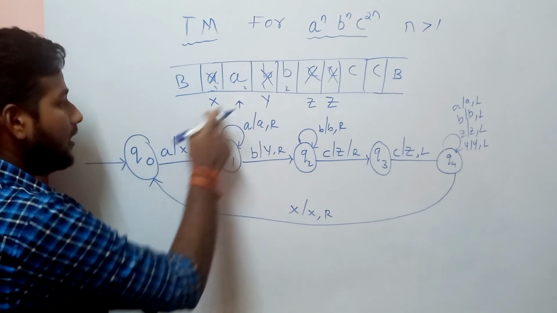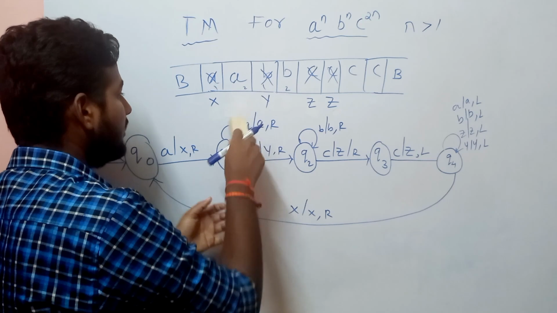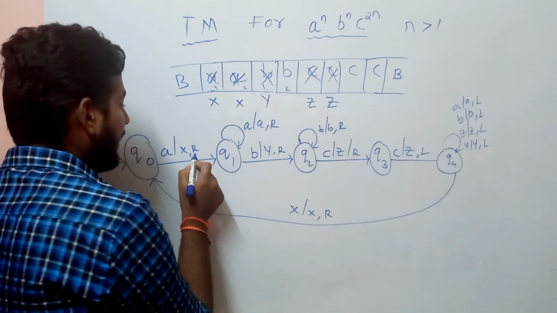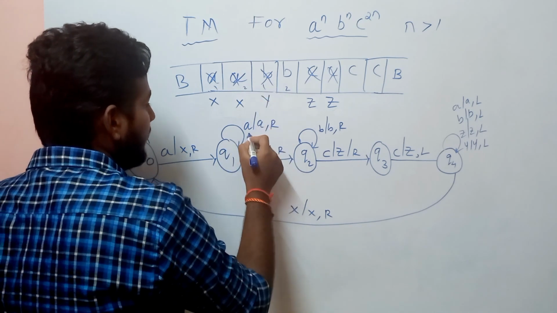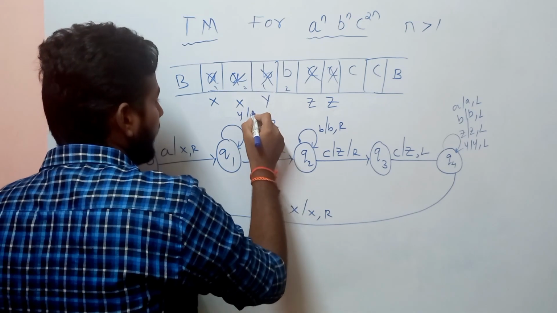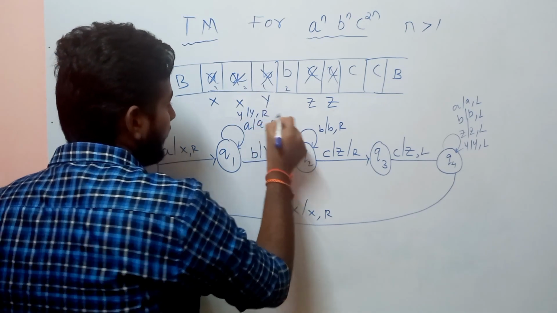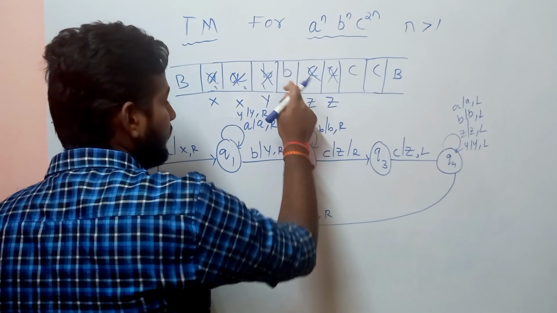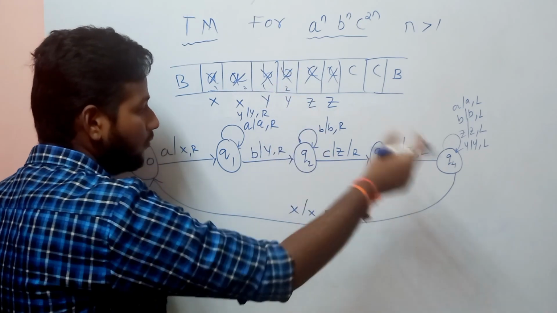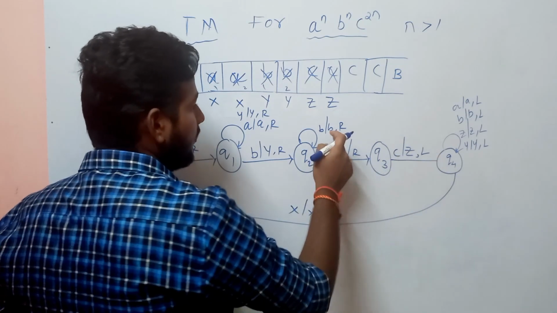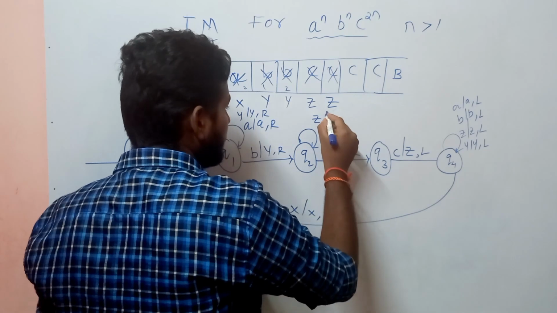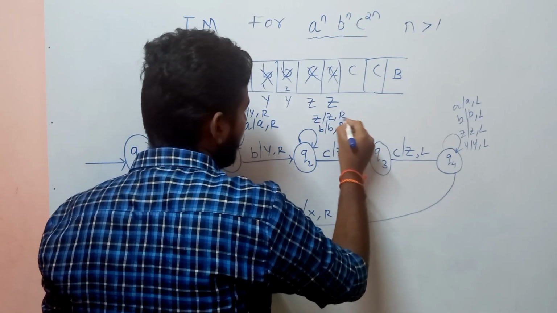When Q0 has A as the input, then we make this A as X and move to the right. Then we simply make this Y as Y and it goes in direction right. We found the second B and made this B as Y and moves in the direction right. When we found this Z, it remains Z and moves in the direction right.